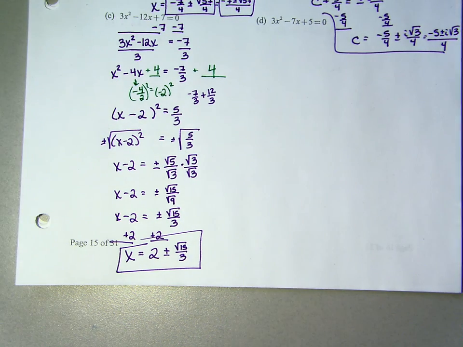Okay, so right now we're trying letter D. Do letter D. I would like you to do letter D. That's what I would like. And we're on page 15.